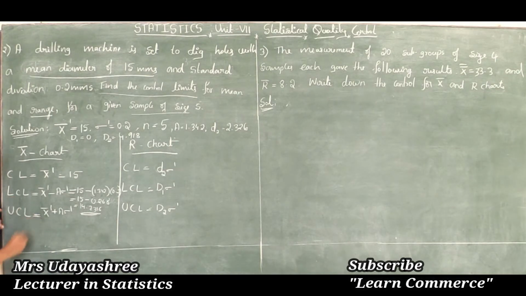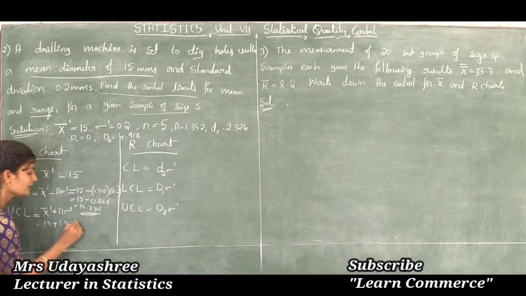Next, let's see how to calculate the upper control limit. See, here x bar dash value is 15 plus A value. A value is 1.342, into sigma dash.